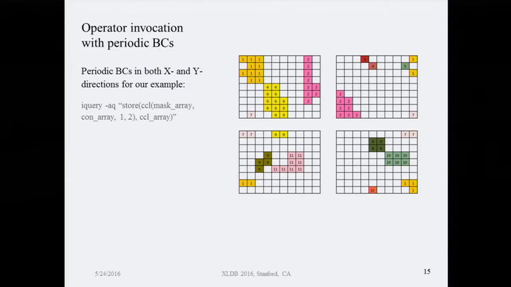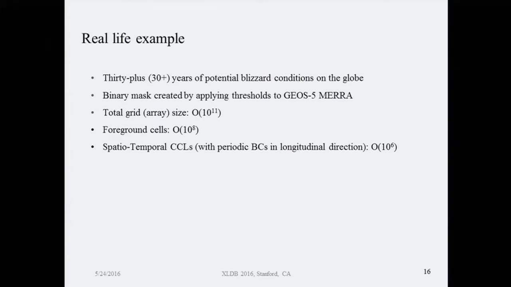This is just how to invoke the operator, and this is just showing that we can handle periodic boundary conditions, in this case, in both X and Y. Again, we can have 4-dimensional data, n-dimensional data, for all that we care. We demonstrated this on 30 years' worth of MERRA data. MERRA is data produced by GEOS-5, which is the Goddard Earth Observing System model for studying climate and weather.